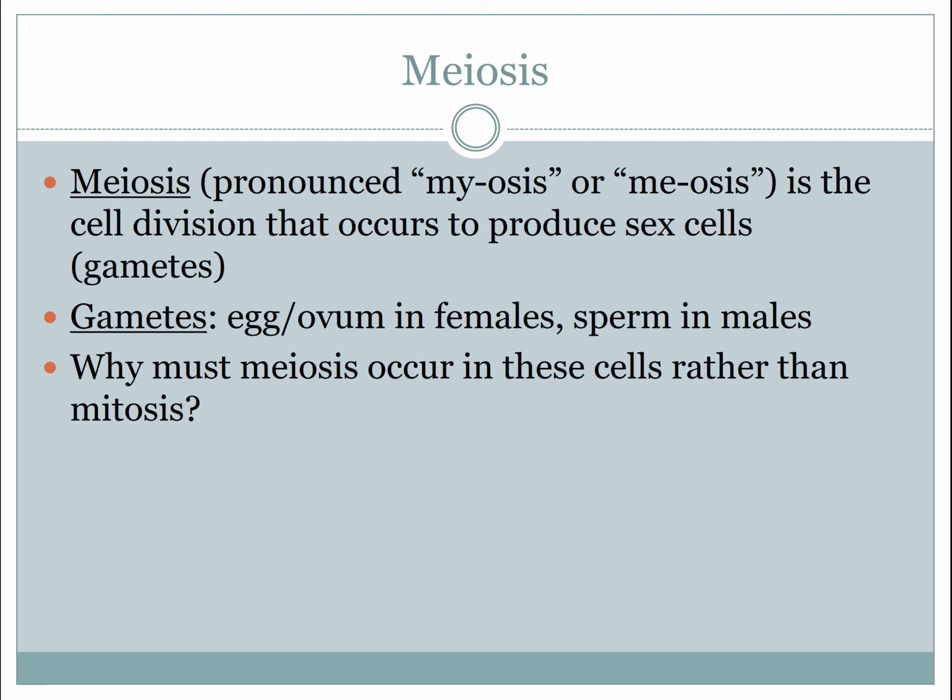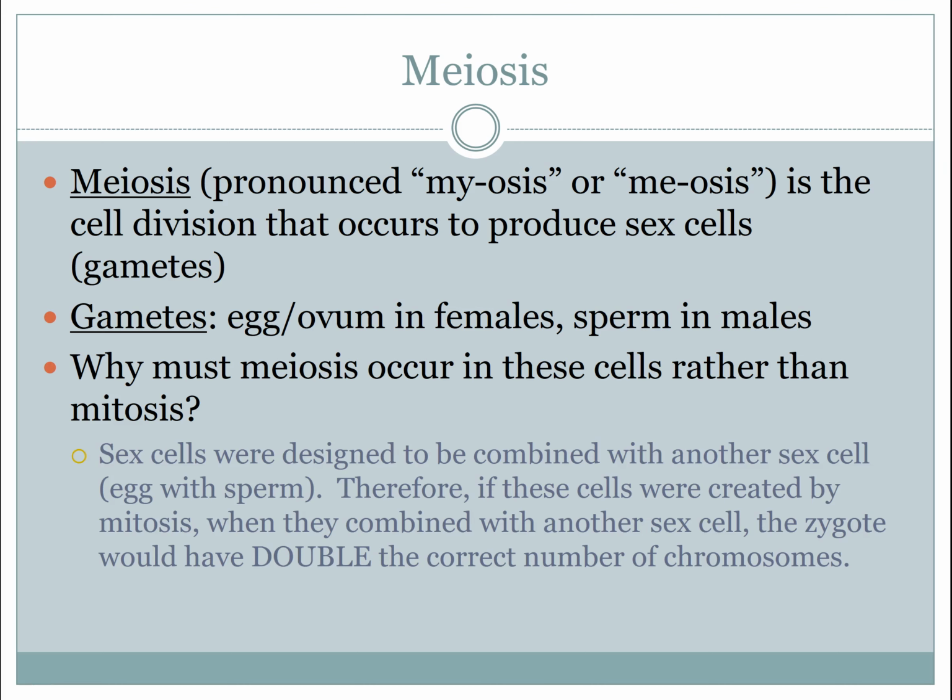Why must meiosis occur in these cells rather than mitosis? So we're talking about sexual reproduction here. The sex cells have a different process than all the rest of the trillions of body cells, because sex cells were designed to be combined with another sex cell, eggs combined with sperm. Therefore, if these cells were created by mitosis, when they combined with another sex cell, the zygote, which is that tiny little baby cell that would form, would have double the correct number of chromosomes.